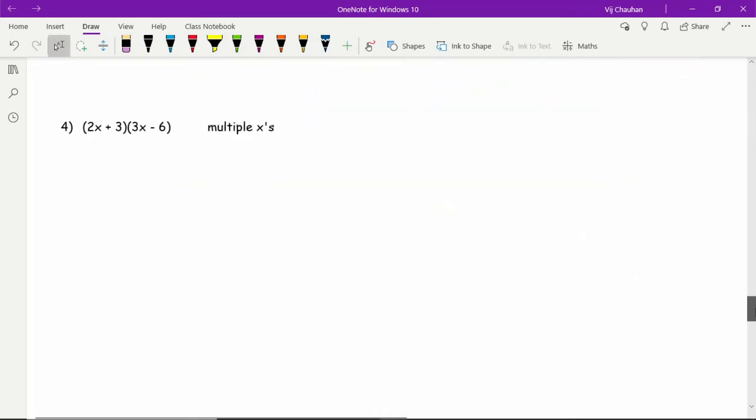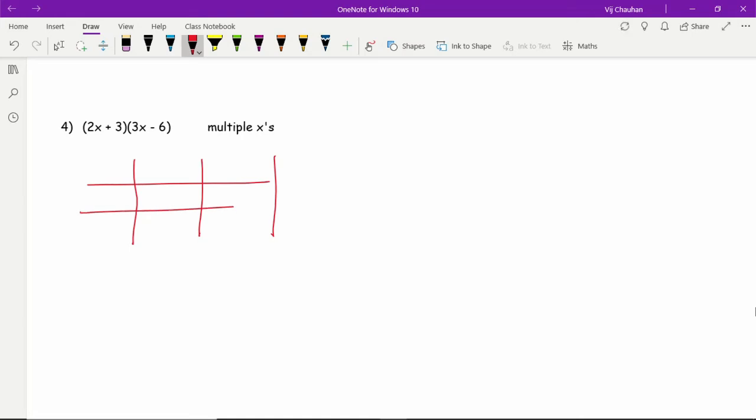So the next type of question we get is what happens if you've got multiple numbers of x. So here we've got 2x plus 3 being multiplied by 3x minus 6. Well, the same thing kind of applies, and again, I'll show you both the grid method and the loop method. So again, we set up our grid, and inside we've got 2x plus 3, and we've got 3x minus 6.